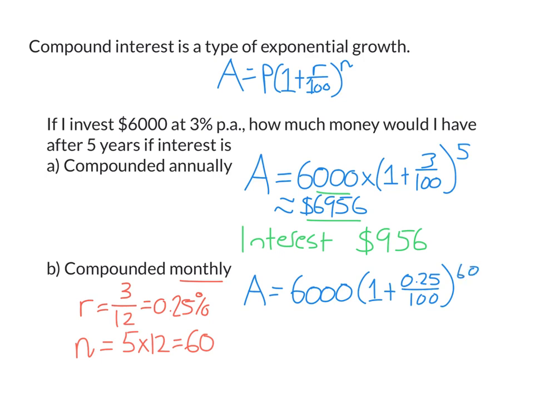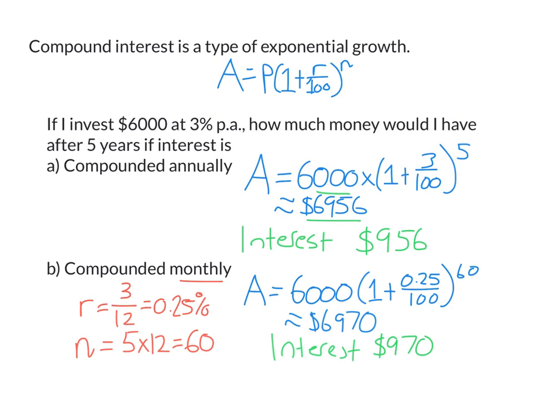And so putting this on my calculator, I get about $6,970. So that's the amount I have, and that means I will have earned in interest $970. So you can see I earned slightly more in interest when it was compounded monthly than annually. The more frequent you compound, the more money you have.